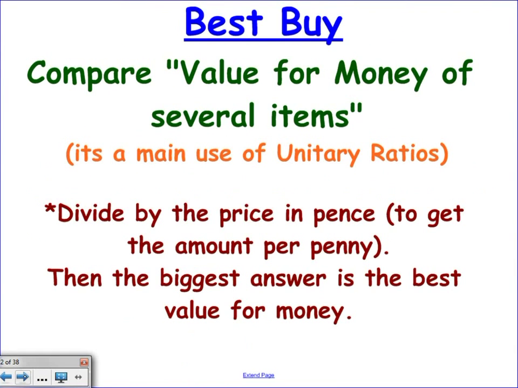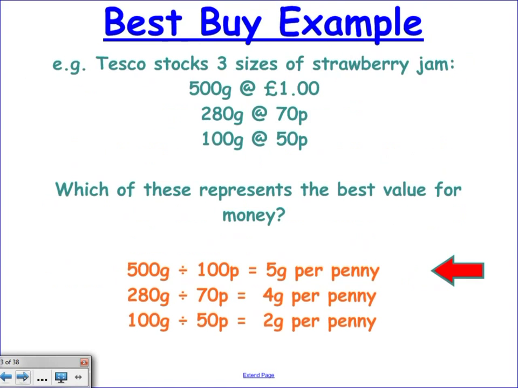Now, this unitary method we just talked about, the biggest way by far that you will use it in an exam and in the real world is this thing called best buys. This 1 penny buys you 10 grams of jam, or whatever you see on those labels at Morrisons and Tesco and whatever, okay? That is what this is all about. So, let's give you that very example, okay?